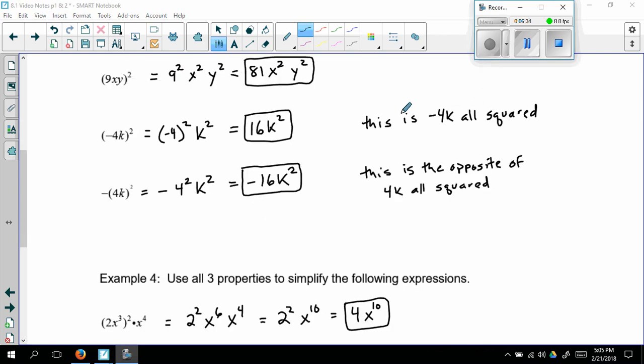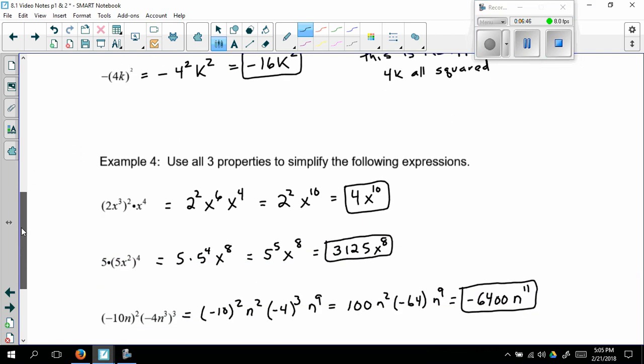Okay, I wrote up here, just going back to those original problems, that this is negative 4k all squared versus this is the opposite of 4k all squared. Jot that down if that helps you. Okay, let's look at these examples.